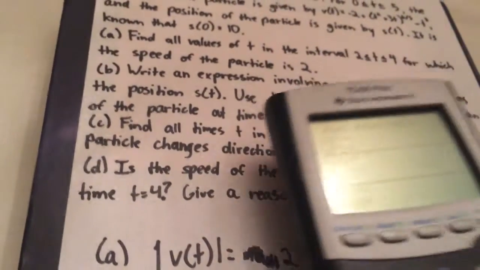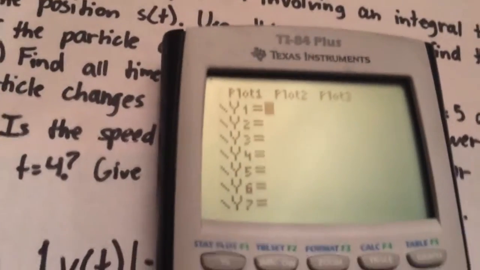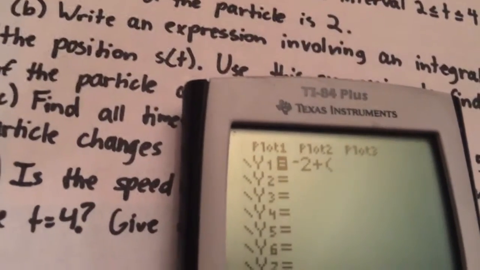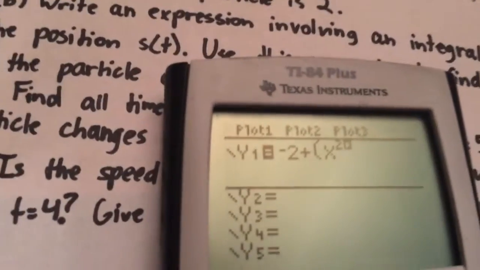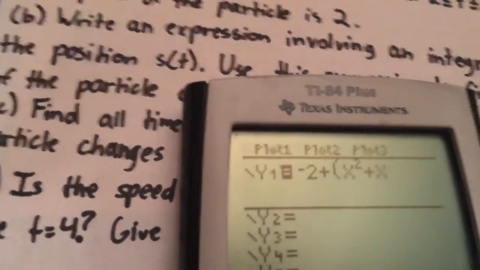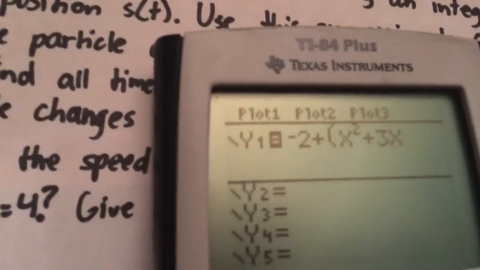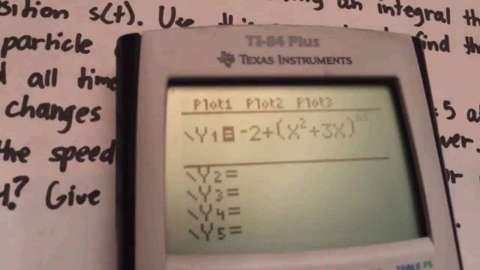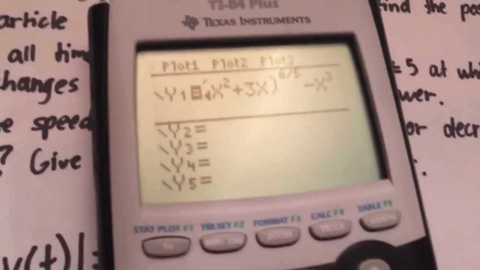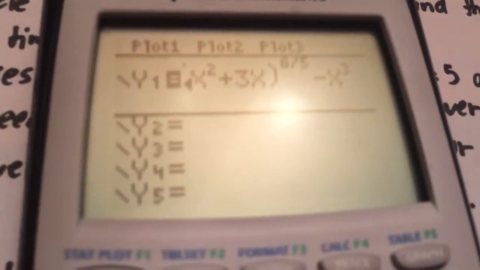And what I'm first going to do is plug in our original equation here, which is going to be -2 plus, pretend that x is a t, x squared plus 3x raised to the 6/5 power, minus t cubed. Again, pretend that x is a t. Alright, so I'm going to have that line graphed.